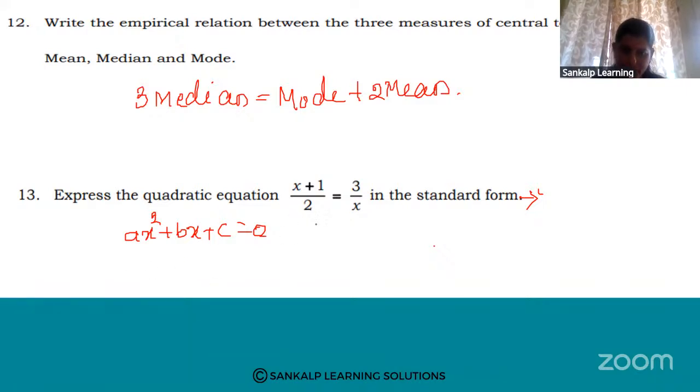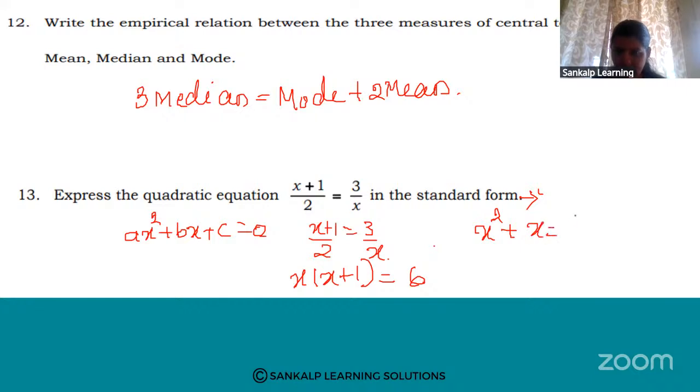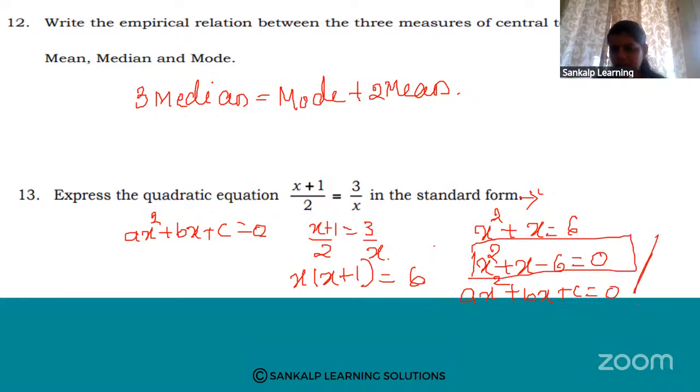Yes. So what is our equation? x plus 1 divided by 2 equals 3 divided by x. Now do cross multiplication. That is x into x plus 1 is equal to 3 into 2, that is 6. Now x into x is x square plus x is equal to 6. Now transfer this 6 to this side. Then x square plus x minus 6 equal to 0. Now this is in the form of ax square plus bx plus c equal to 0. So this is a quadratic equation. Okay, remember.